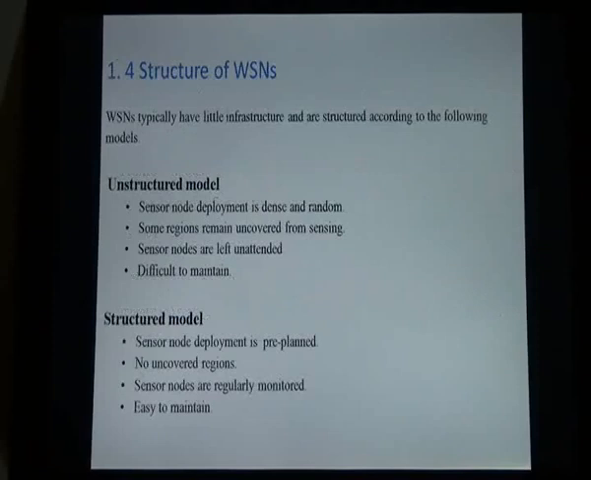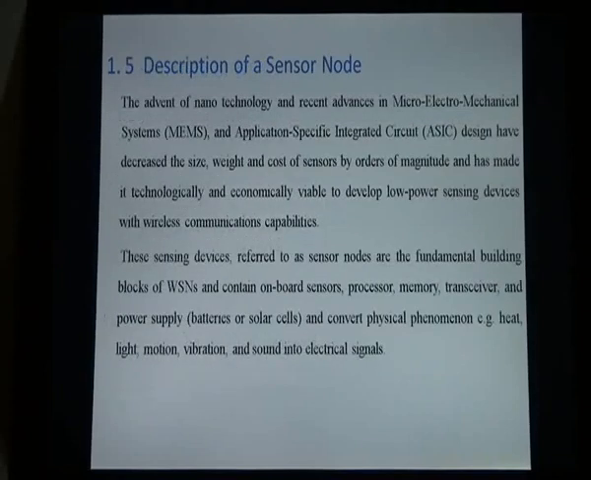We can further structure a model of wireless sensor networks. They can be categorized as either unstructured or structured. In the unstructured model, the nodes are deployed densely. Their deployment is random. In most cases, a few regions remain uncovered. They are left unattended, and it is obviously a difficult process to maintain. As far as the second model, the structured model, is concerned, the sensor nodes are deployed in a pre-planned manner. Very few regions remain uncovered. The network can be easily monitored, and obviously it is easy to maintain.